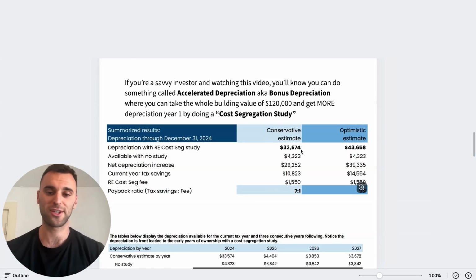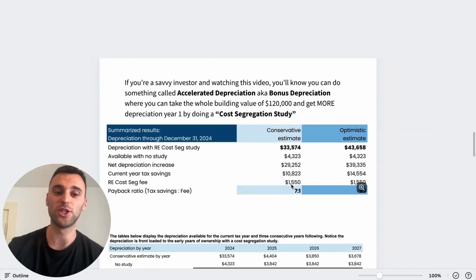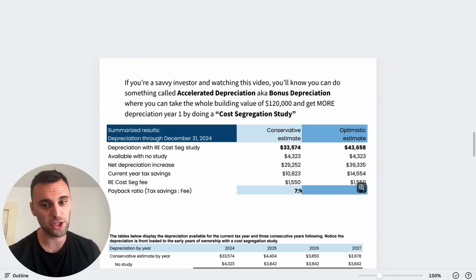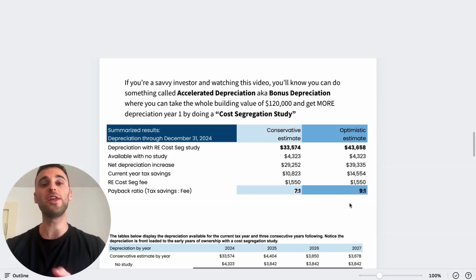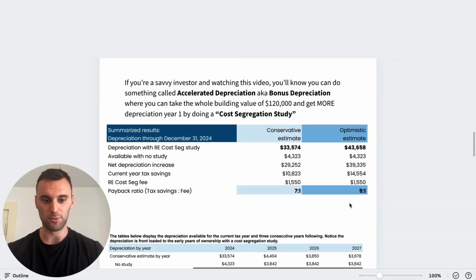Now, in order to do the cost segregation study, you're going to see that there's a fee to do it. So it's $1,500 to then depreciate $33,000 in taxes. So it's showing you your tax savings to fee ratio. It's a 7-to-1 return, or on the optimistic side, it could be a 9-to-1 return in this scenario. Obviously, every property and scenario is going to be a little bit different. Just showing you this one.